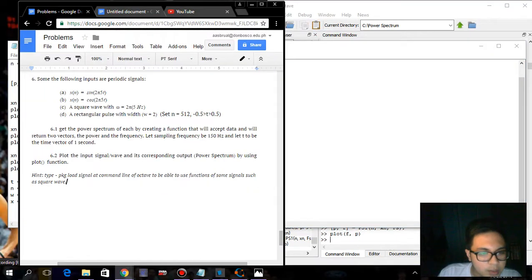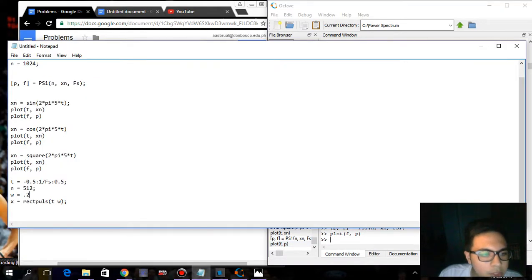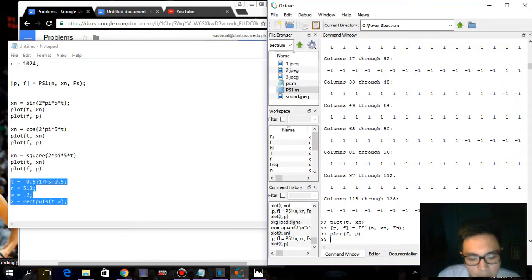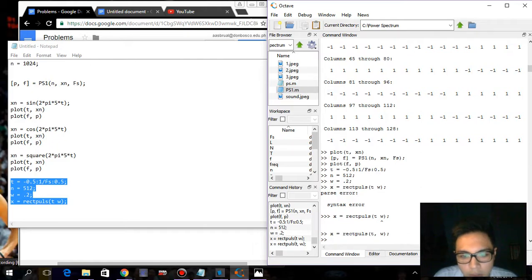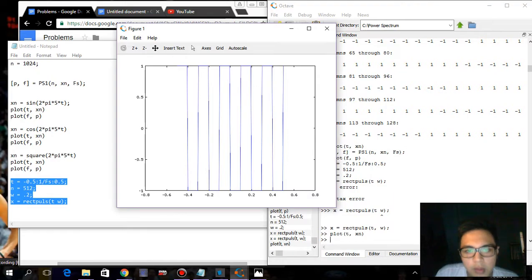And lastly, for the rectangular pulse with width equal to 2, we need to set the following. So here I have prepared it already. Rect pulse for the rectangular pulse. Oh, I almost forgot. Comma. There you go. And we should plot first the input signal. There you go.